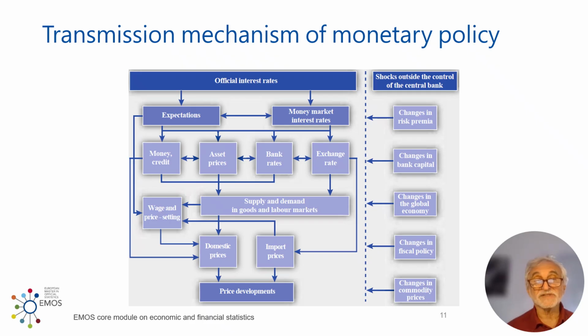And then come the effects on the real economy in the next line. These changes in credit, this change in asset prices, the changes in bank interest rates will have effects on the real economy. It will change things in the markets because, for instance, goods become more expensive. So the supply and demand of goods and the supply and demand of labor might be affected. So wages might be affected. The price setting by enterprises will be affected. Again, to know whether this is happening, you need information on these parts of the economy.